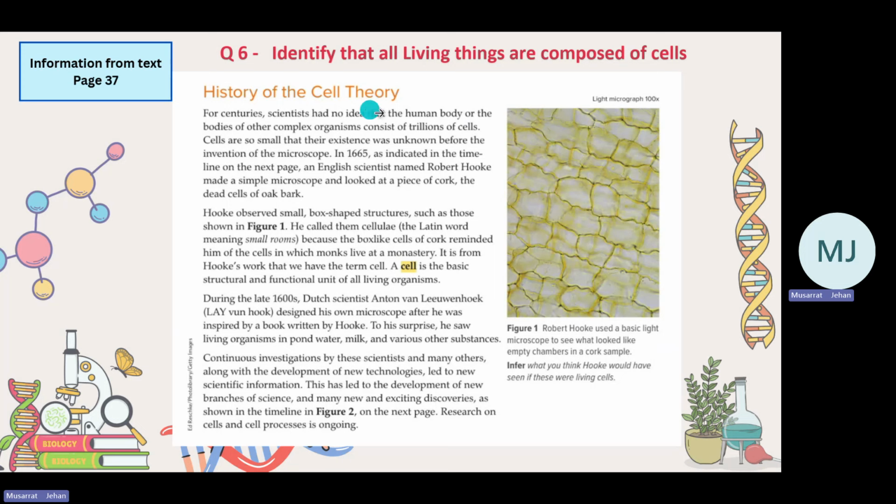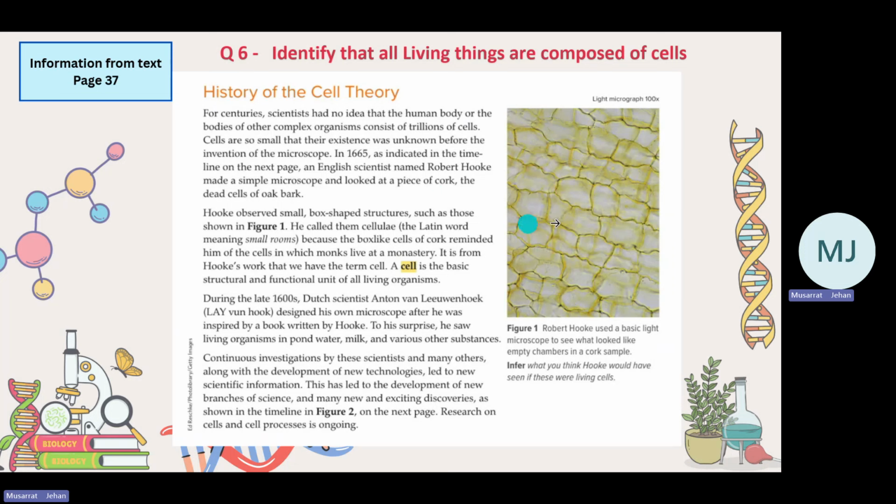So it was in 1665. Remember the date? Robert Hooke, remember the name? He was the English scientist who, with his simple microscope, first saw the cells in a slice of cork. Remember, he used cork to see the cells. Cork is dead cells found below the bark of the tree, okay? So he saw it in the oak bark.